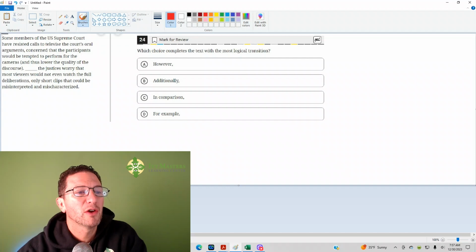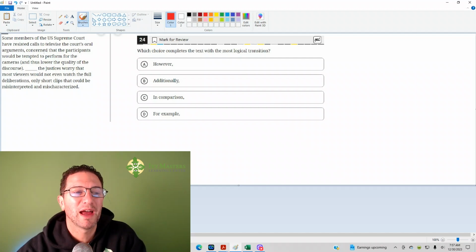So the paragraph reads, some members of the U.S. Supreme Court have resisted calls to televise the court's oral arguments, concerned that participants would be tempted to perform for the cameras and thus lower the quality of the discourse. Blank. The justices worry that most viewers would not even watch the full deliberations, only short clips that could be misinterpreted and mischaracterized. So, do those two sentences show similarity or difference?